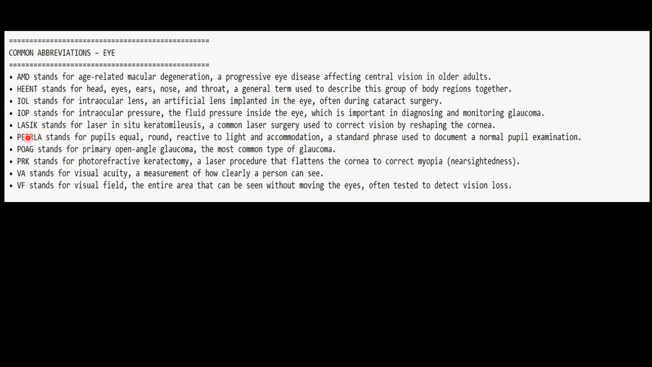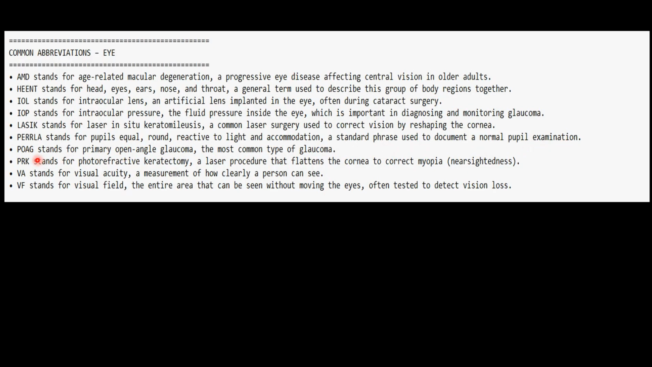Then we have LASIK, which stands for laser in situ keratomileusis, a common laser surgery used to correct vision by reshaping the cornea. Then we have PERRLA, which stands for pupils equal round reactive to light and accommodation, a standard phrase used to document a normal pupil examination.